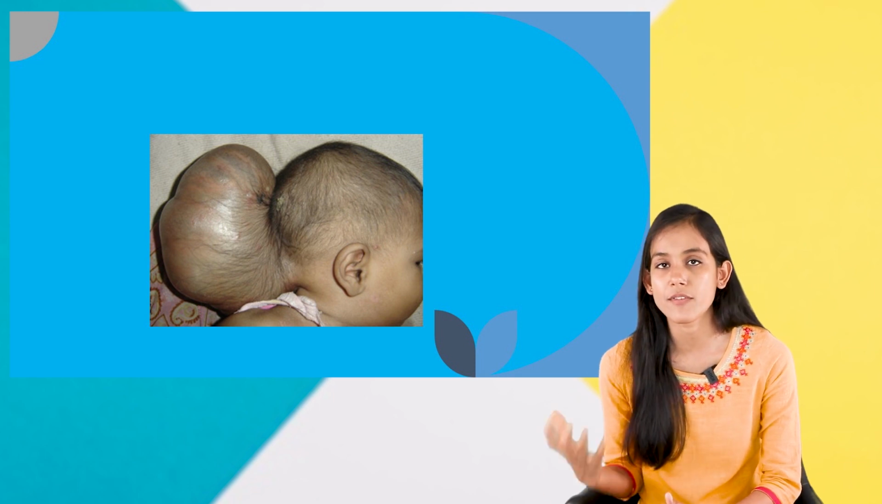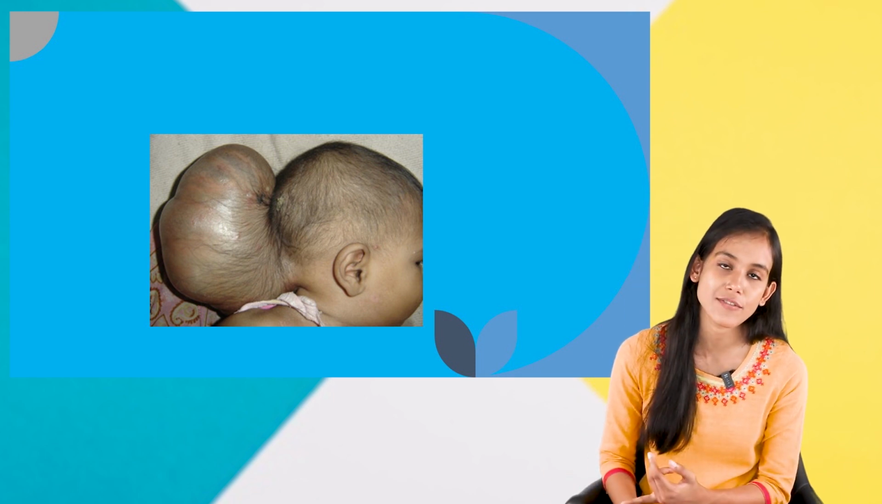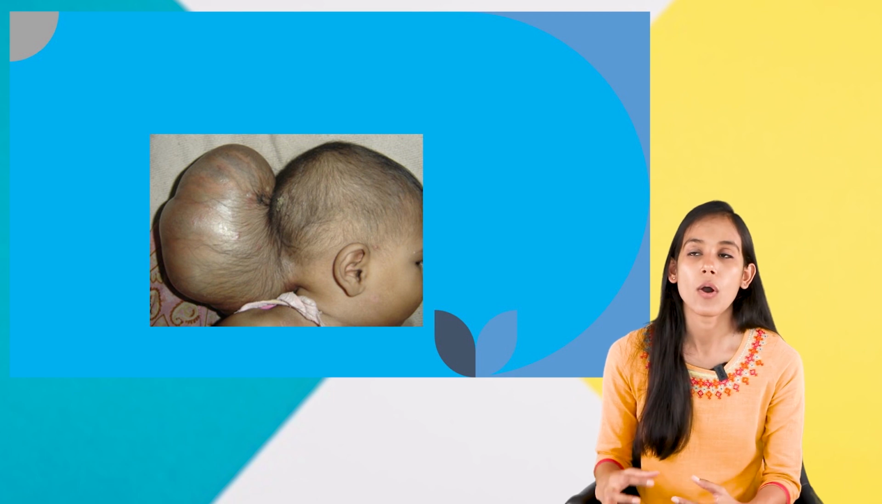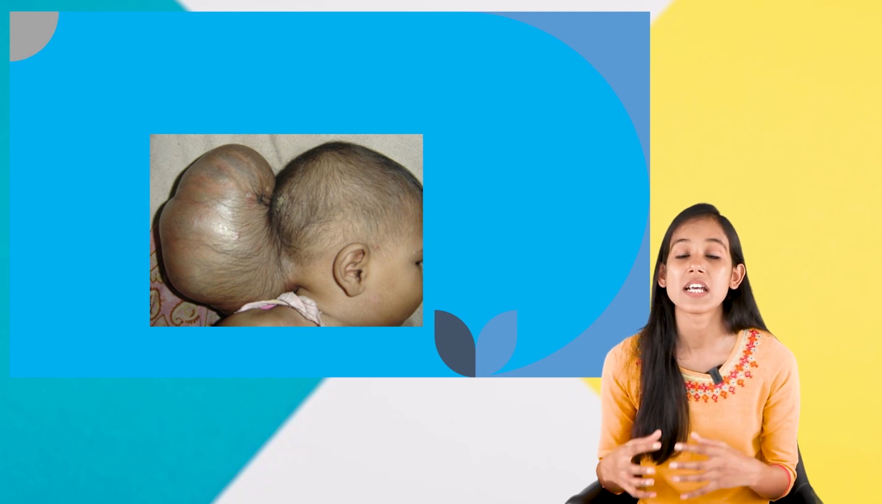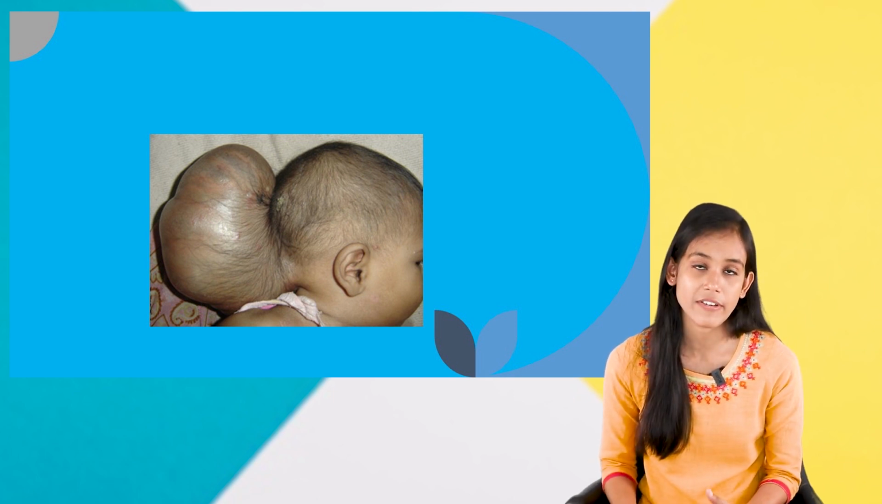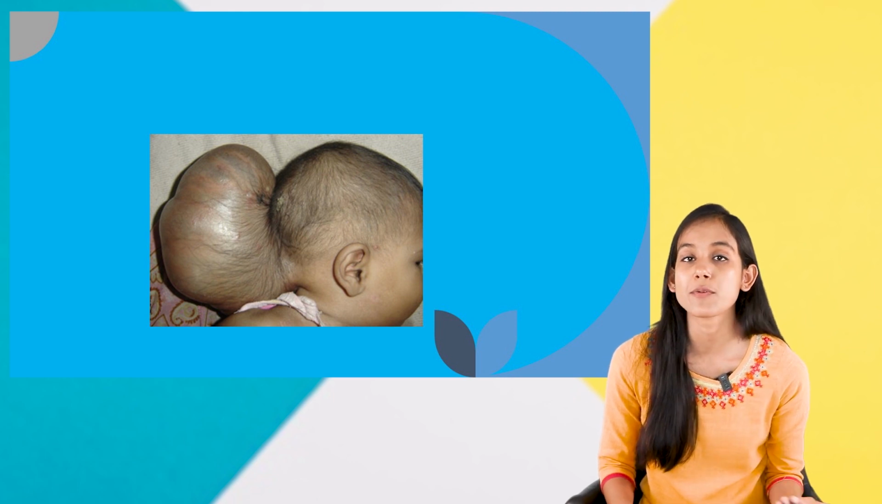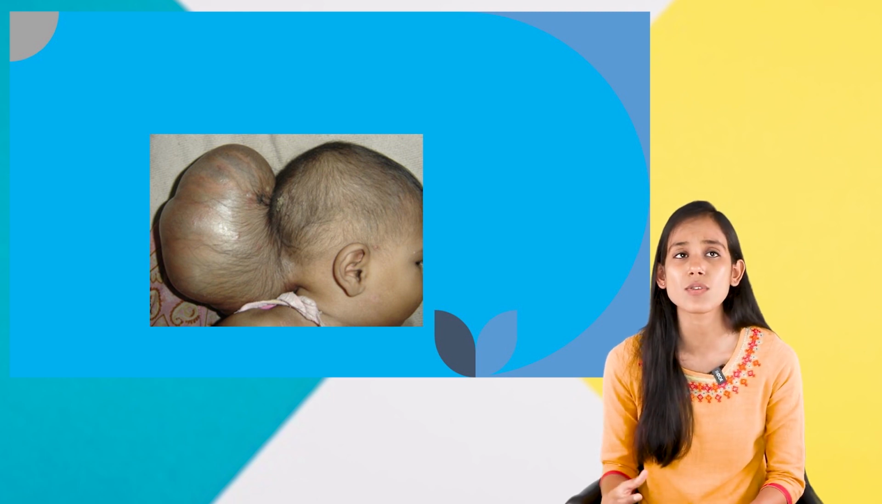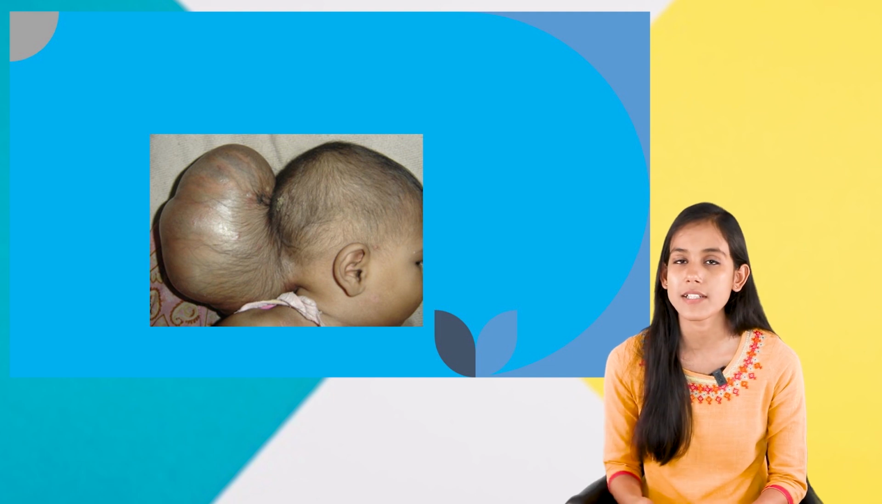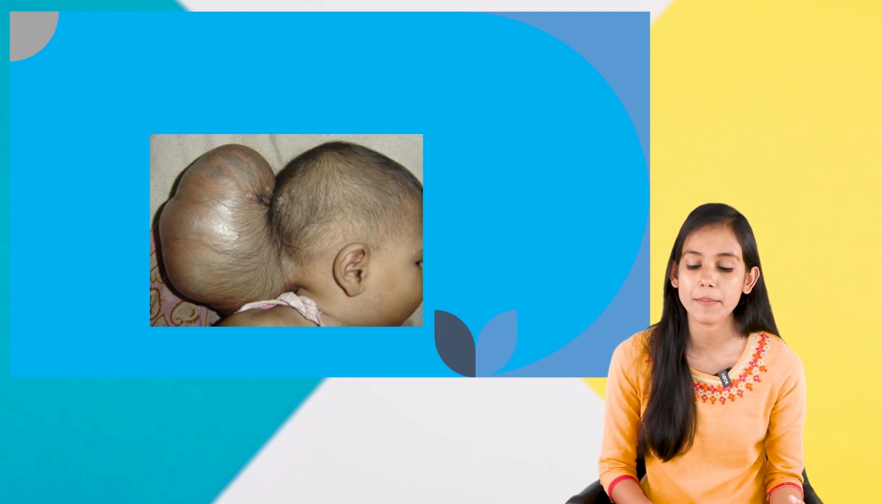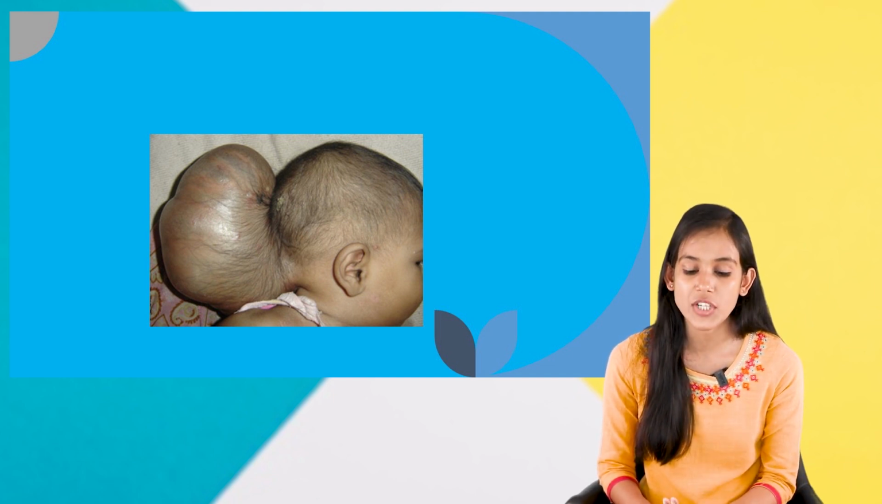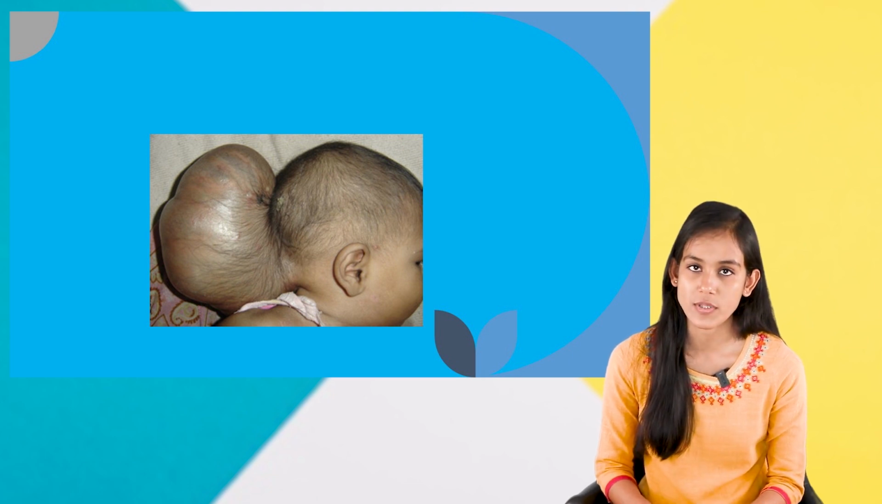So if the child survives, in that case also later in life, the child might have hydrocephalus, or there might be visual problems, seizures, or microcephaly, and it can also lead to mental retardation. And in this also there might be associated congenital anomalies. For example, there might be cleft lip, cleft palate, or abnormal genitalia or congenital nephrosis, etc.